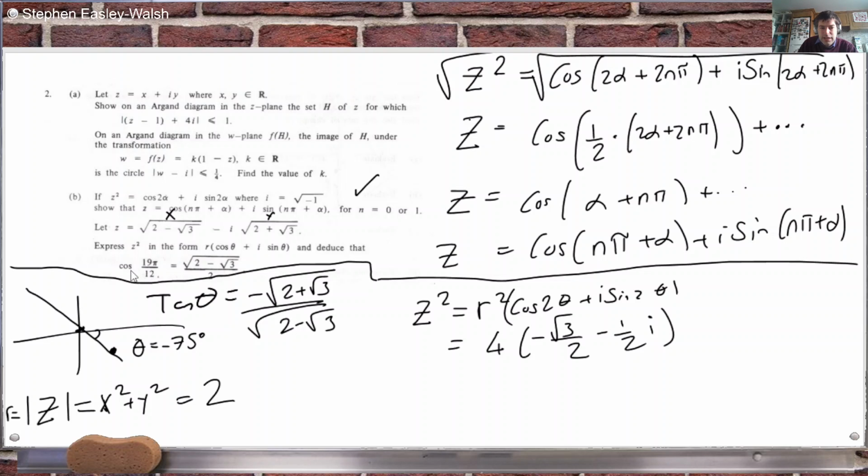And deduce that cos 19 pi over 12. Oh, maybe I should have been using radians then. By the way, that's 5 over 12 pi. So now deduce that cos 19 pi over 12 is that.